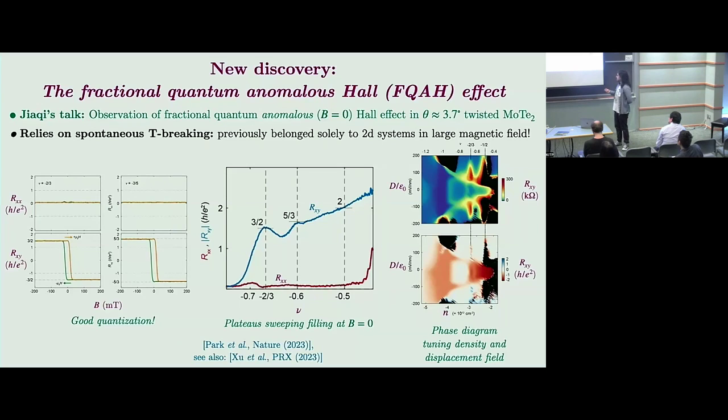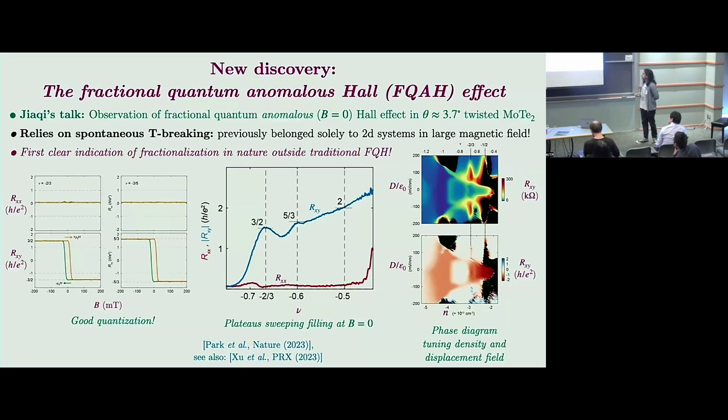You can see also here, if you focus on the middle, the x-axis is filling, the y-axis is resistivity. You see these nice plateau features at 2/3 and 3/5, and somewhat featureless resistivity down here. But if you park yourself at 2/3 and 3/5 and sweep magnetic field, you see quite good quantization as shown over here, as well as hysteresis, which indicates spontaneous time reversal symmetry breaking, as needed to have fractional quantum Hall at zero field. In addition, they can tune displacement field, effectively changing the bandwidth, and tune from the quantum Hall regime into more resistive regimes.